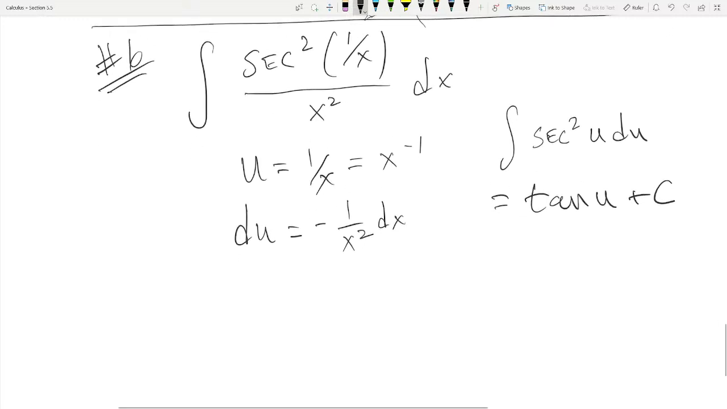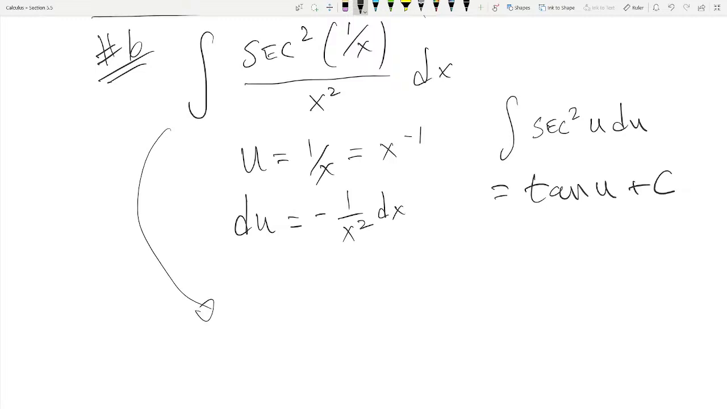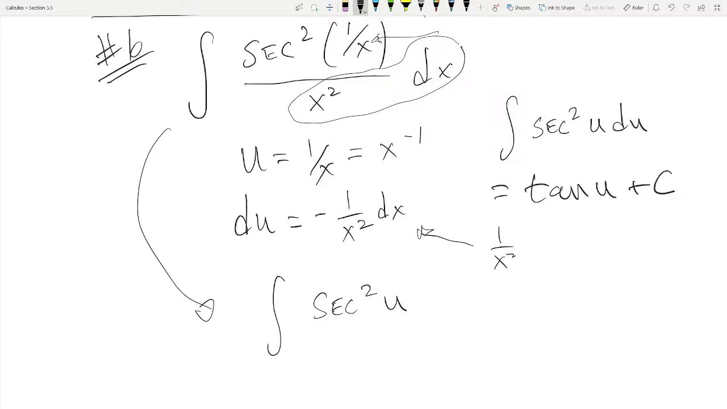Okay, well, I'm hoping to convert this integral into something that I'm able to do. I know that I'm going to have secant squared u because, after all, I picked u to be 1 over x right there, so I'm going to put that in. And then I have to account for this other part of the integral, and that's 1 over x squared times dx. And look at that, it's like a miracle. It's right there. So look, 1 over x squared dx, well, that's minus du.